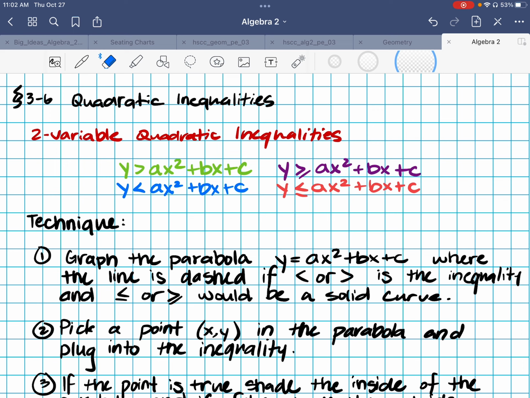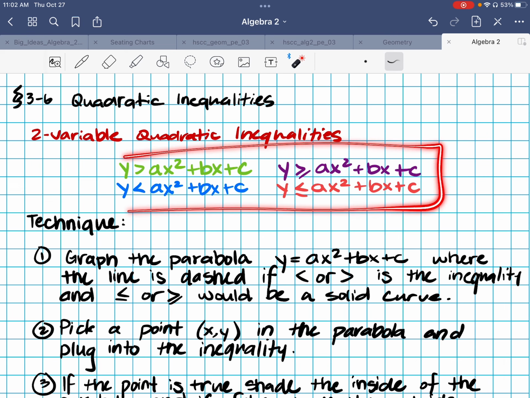We're going to be focusing today on two variable quadratic inequalities. So two variable ones. That means y and ax squared plus bx plus c. Now there's four different variations you can get. You can get greater than, less than, greater than or equal to, and less than or equal to. So that's going to be our focus. If you don't understand it, not a huge deal. We'll go through it. Right now, let's focus on the technique for graphing these types of problems. So if something looks like this right here, how would we go about graphing them?